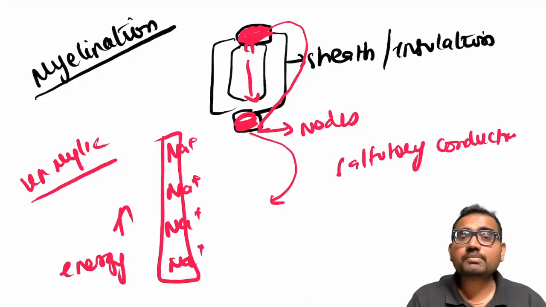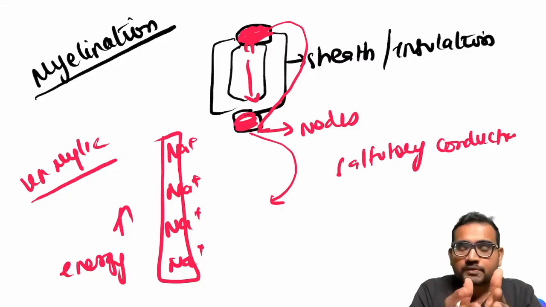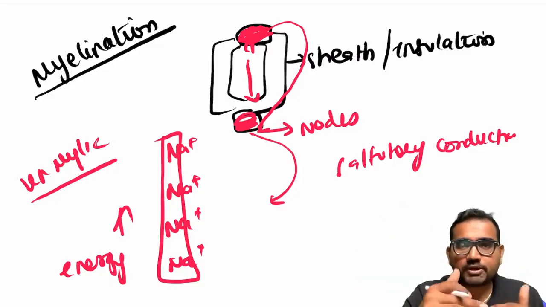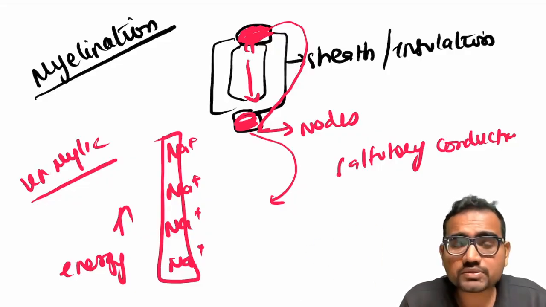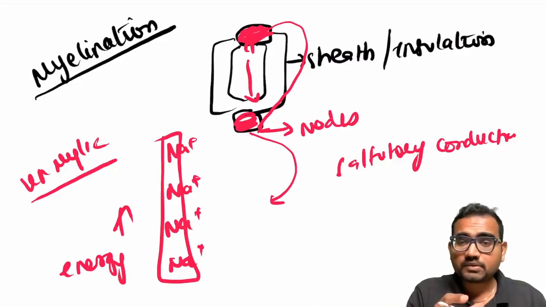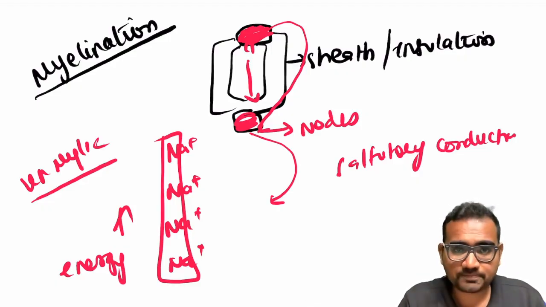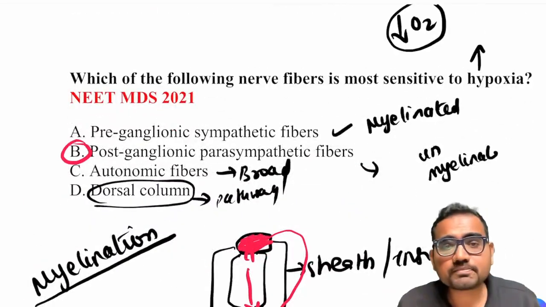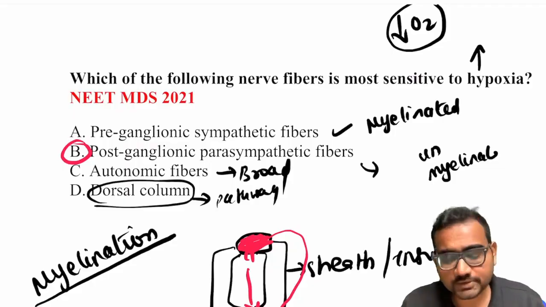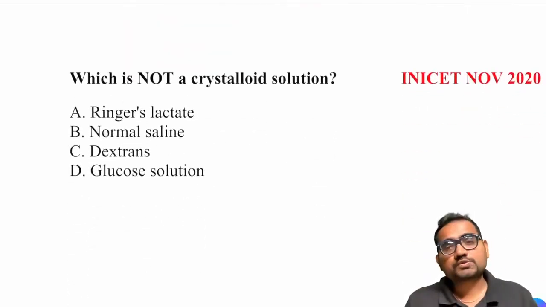Whereas in myelinated nerve fiber, there is a myelin sheath which acts as an insulating material. It prevents the stagnation of the ions and pushes the ions to the nodes of Ranvier. So there's going to be saltatory conduction, jumping of nodes, less energy, less ATP consumption. With this, we can conclude that the unmyelinated nerves are more sensitive to hypoxia because they require more energy because of the absence of myelin sheath. So the answer is postganglionic parasympathetic fibers, which are unmyelinated nerve fibers. So moving on to the next question.